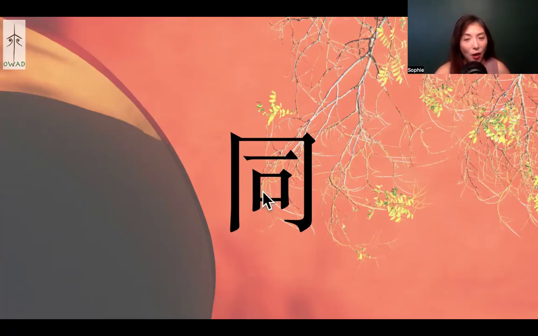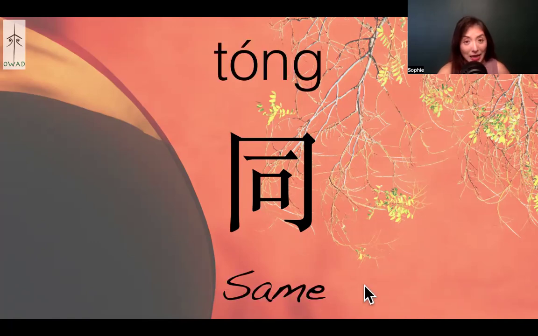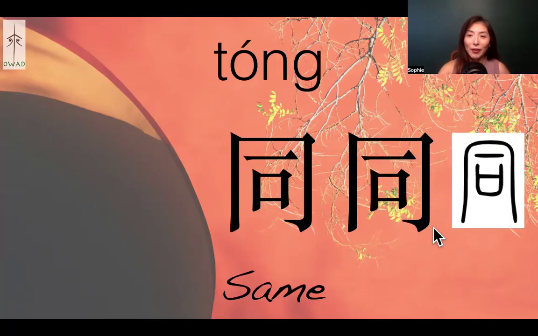What could that be? One mouth under this dome. That means same. Tóng is the pronunciation. The traditional form looks the same, and then the dictionary from 2,000 years ago simply gives you more curvature. Instead of the framework looking like that, this character is symmetrical, like a big bell shape.